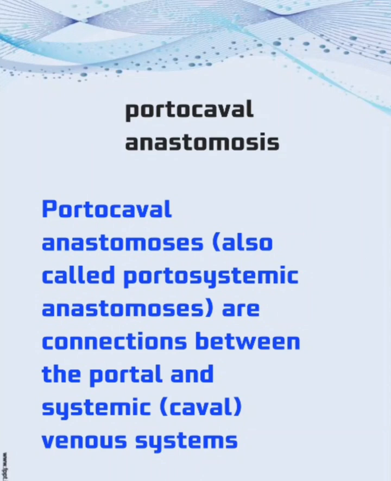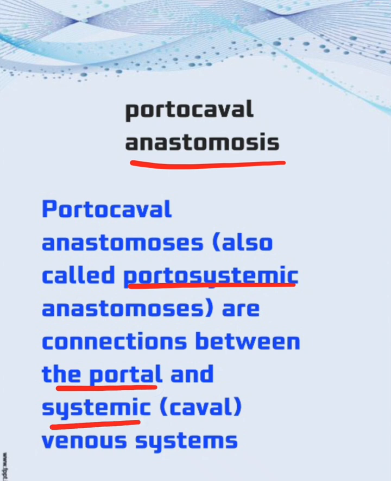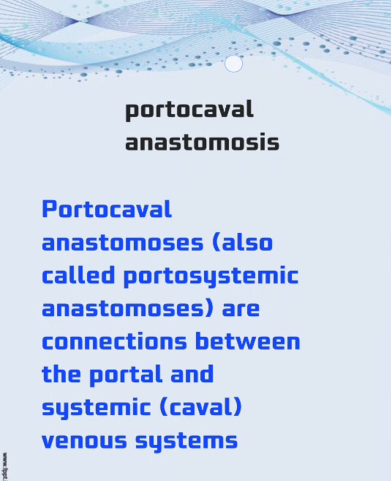Today's topic is the portocaval anastomosis. This anastomosis usually takes place between veins. It is also called the portosystemic anastomosis because the veins involved are the portal vein and the systemic vein. So, these two veins get connected to form this portocaval anastomosis.